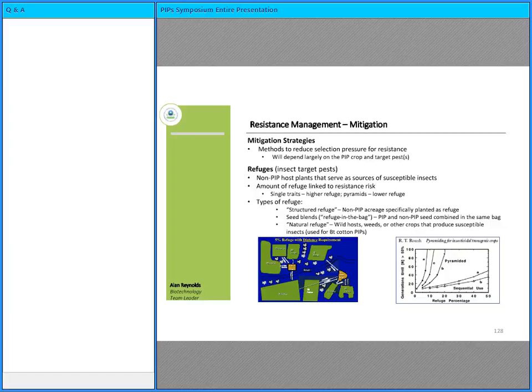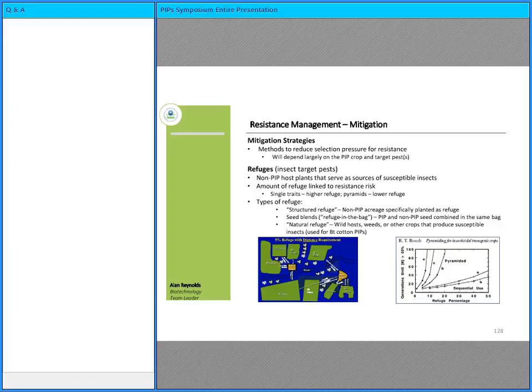And this concept is roughly illustrated with the graph there on the lower right, showing that pyramids maintain durability with much lower refuge percentage than the sequential use of single traits that are on the right-hand side of that graph. Okay, so in terms of refuge, we've employed three different types of refuges. The first is what we refer to as a structured refuge, and this is essentially a specific part of the crop that's dedicated to a non-PIP variety.